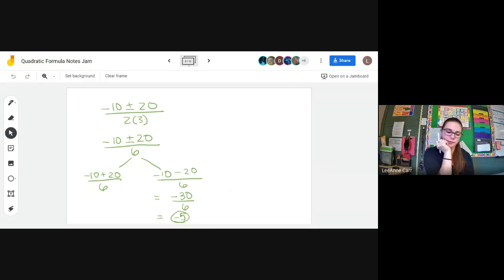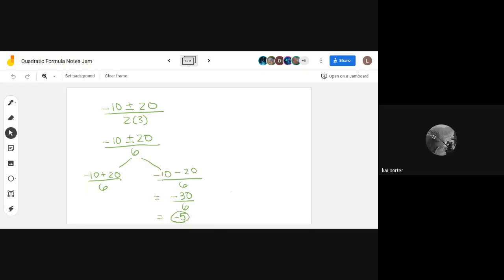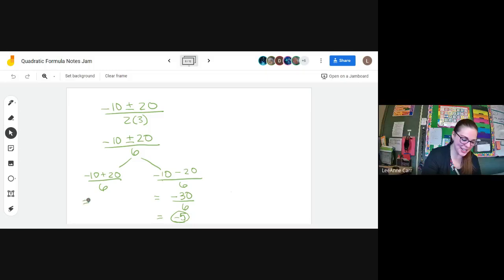Kai, you got this one? Yeah, I got that one. What'd you get? 1.6 repeating. Good. Yes. So if you plugged this into your calculator, you get a really, really long, ugly decimal. And I myself am more of a fraction person than a decimal person. So if we simplified this, we would get 1.6 repeating, or you could write 10/6 or 5/3. Any of those will work.